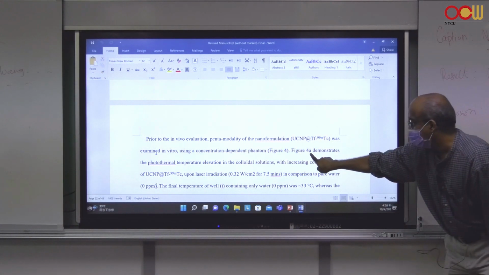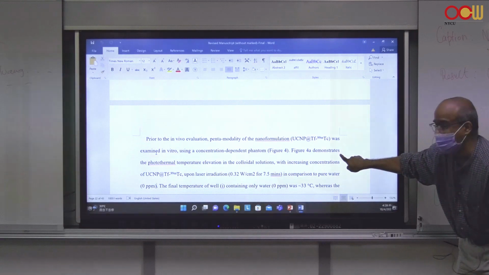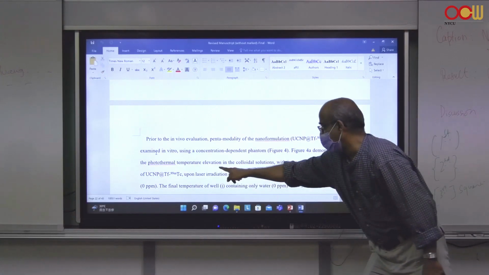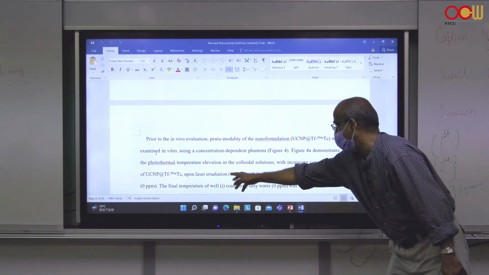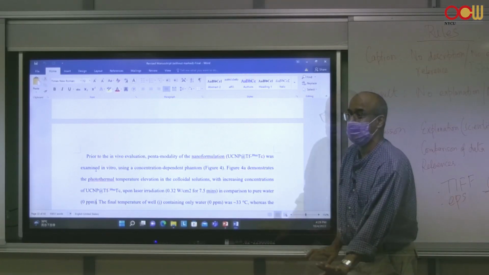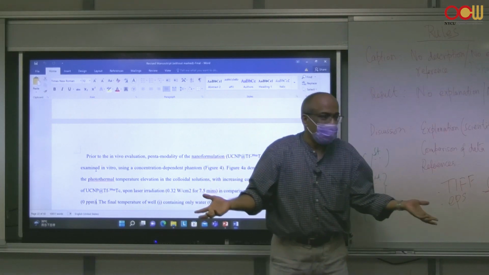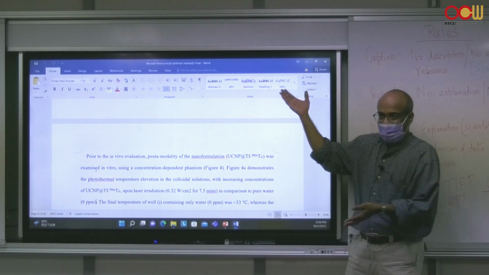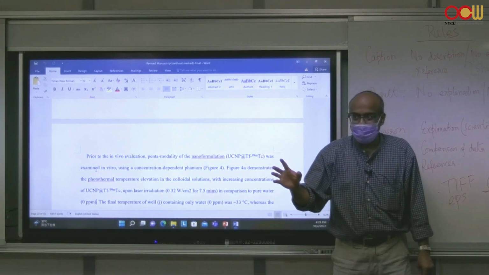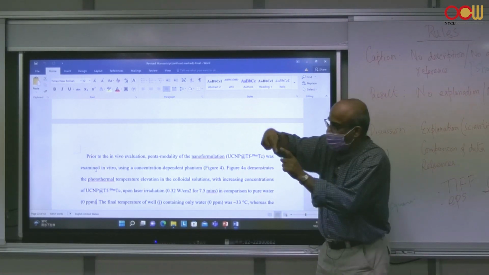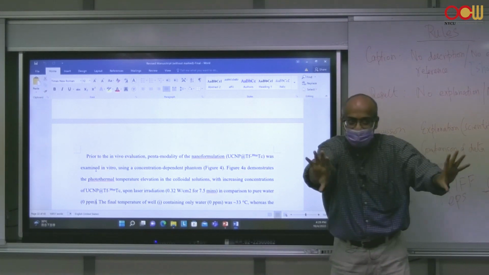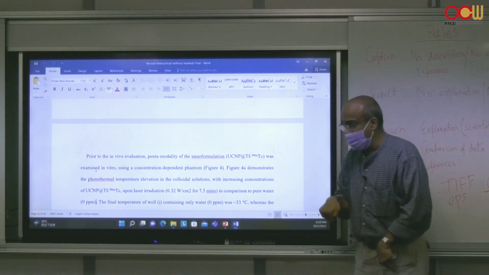However, look at this. Figure 4a demonstrates, present tense, the photothermal temperature elevation with increasing concentration, okay? So this is a statement. This can be in present tense. The rule is don't change tense. However, if you want to write the entire thing in present tense, sometimes it's very challenging. So what I say is, all the experiments that you have done earlier, think of that. When you are writing of the experiments, write in past tense. Statements, make it in present tense.